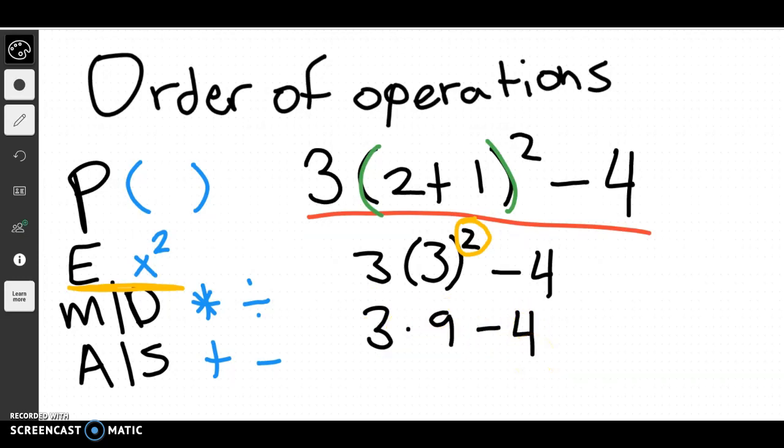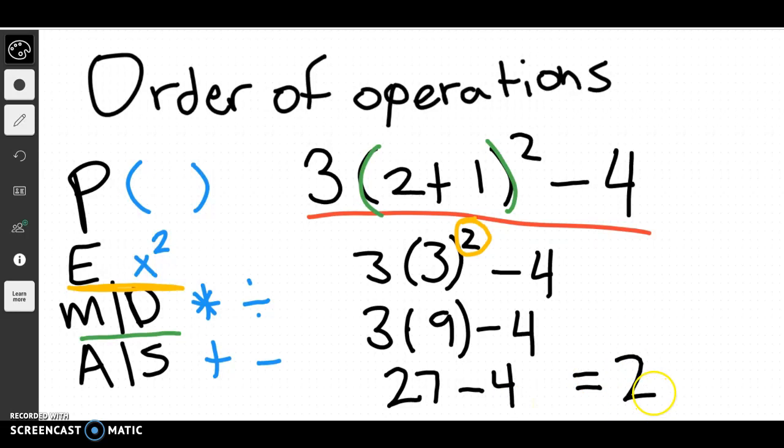And you can notice how I took away the parentheses when I did that, and I put this little times symbol. If something is pressed up against it with parentheses, that means to multiply. Again, we're going to do the next operation, which will be multiplication. And that would be 27 minus 4. And 27 minus 4 would give us 23. And that would be our final answer. Let's look at a couple more of these problems.